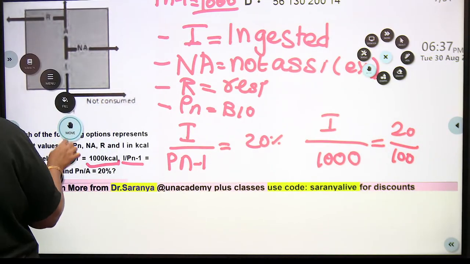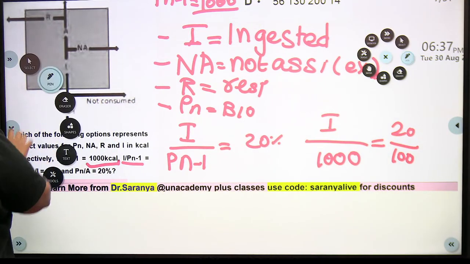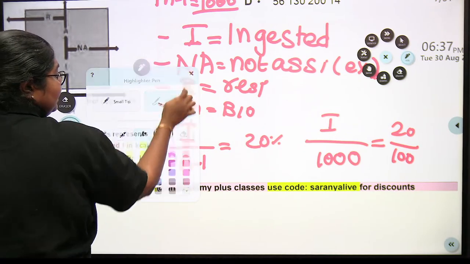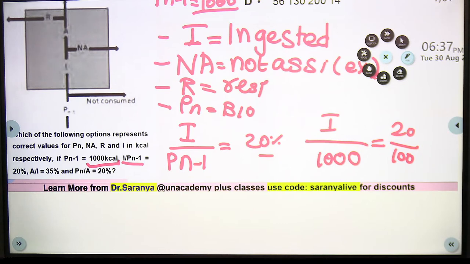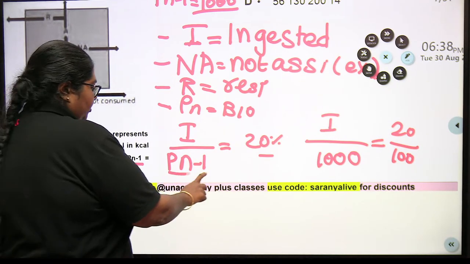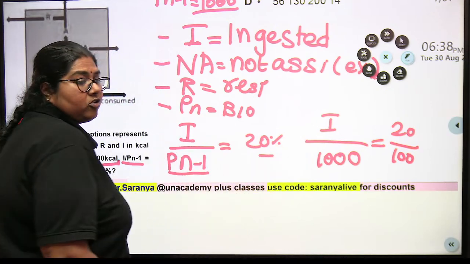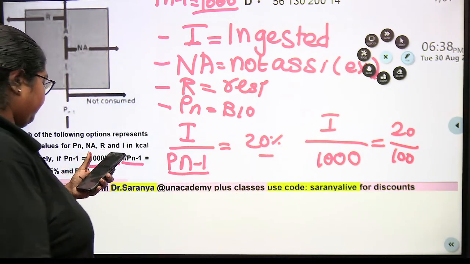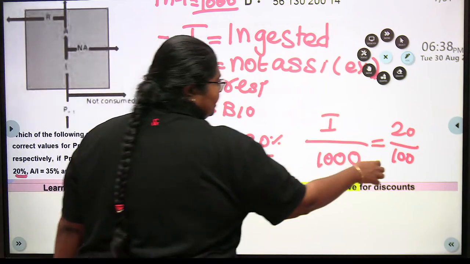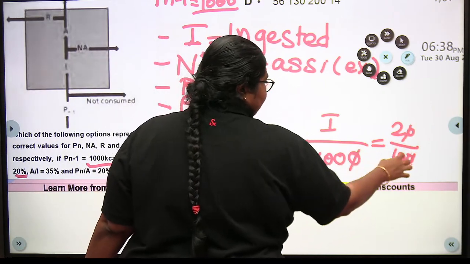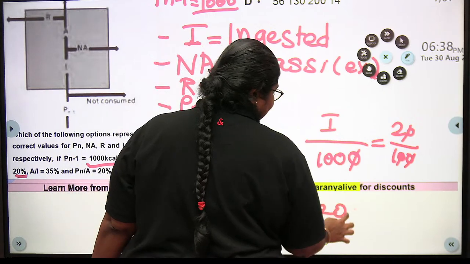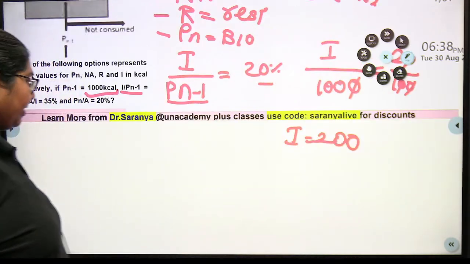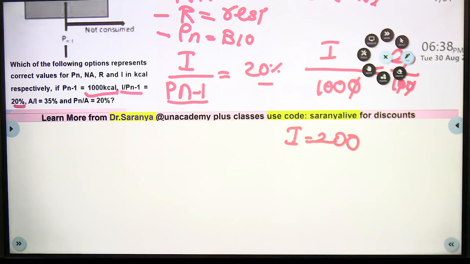So now it is clear. The total answer of I by Pn minus 1 is 20. You know this Pn minus 1 based on this question, it is 1000. So what is your I? Very good. So I is going to be 20 into 100... 200. So I is 200. Got it? Everybody in this class? Now you got it, right?